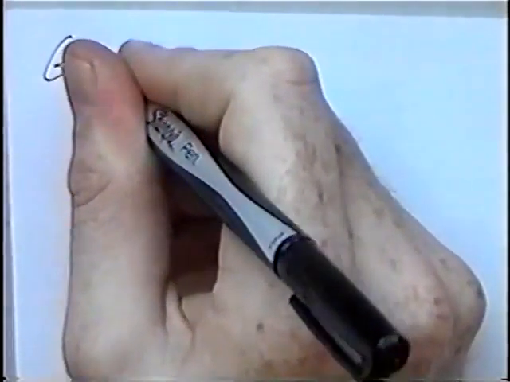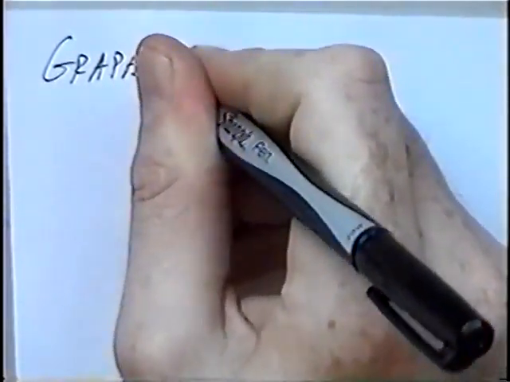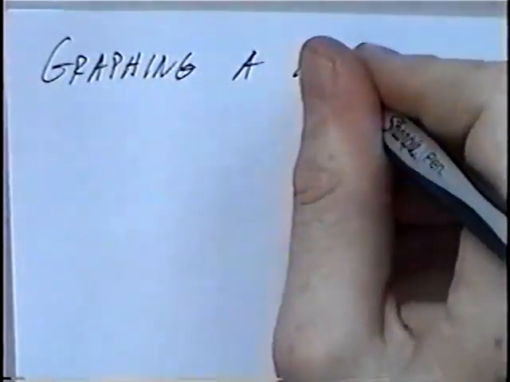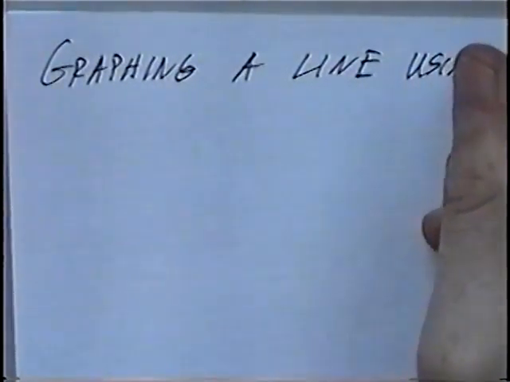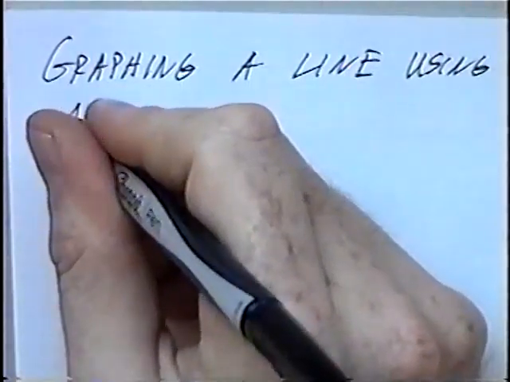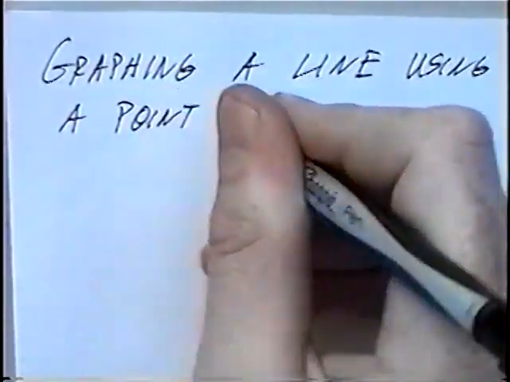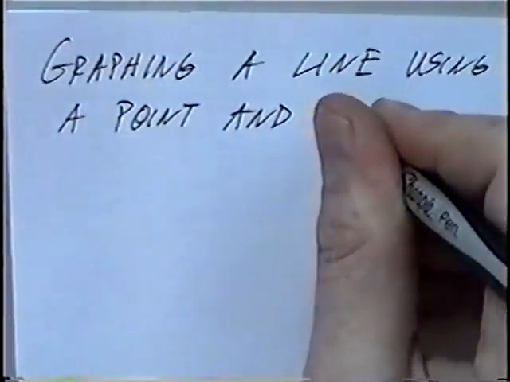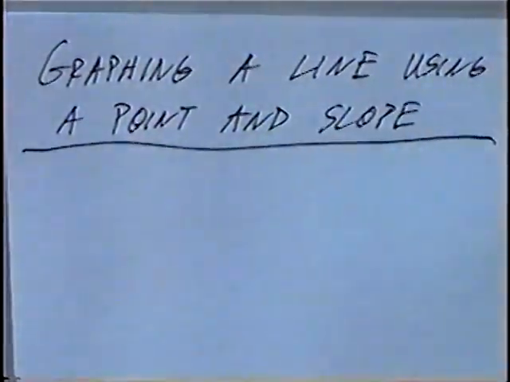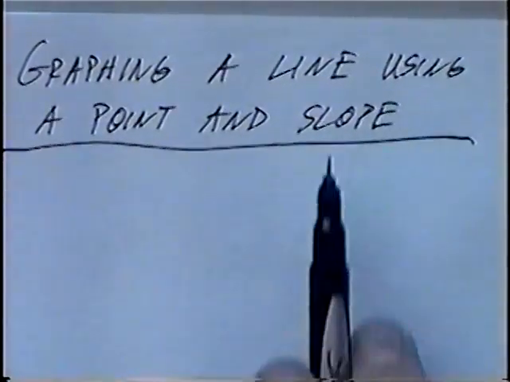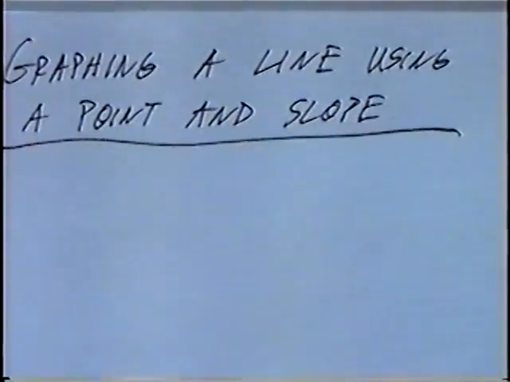Title of the next section is Graphing a line using a point and slope. In this section, we'll graph a line using a point and a slope.